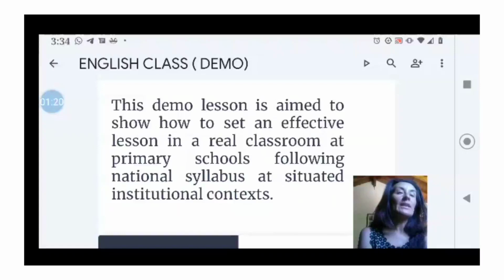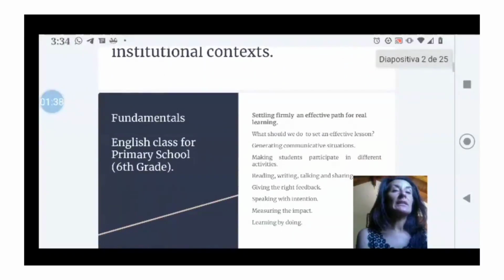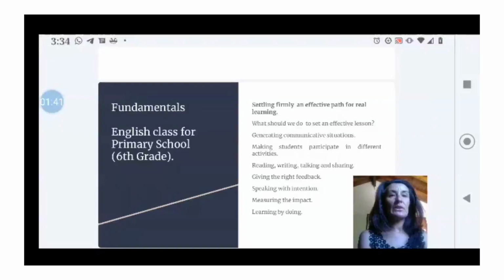Okay, this demo lesson is aimed to show an effective lesson in a real classroom following the national syllabus, the regional syllabus. In Argentina, every provincia has the right to make their own syllabus. Okay, what are my fundamentals in this lesson for the 6th grade? First of all, my objective is settling firmly an effective path for real learning.